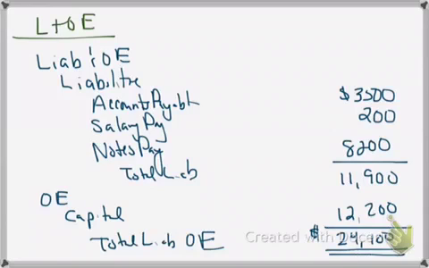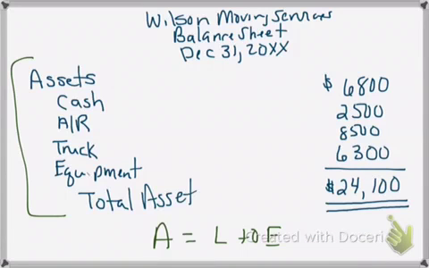Now this 24,100 should equal the 24,100 here. If they don't equal, then you're not in balance and you've done something wrong, and you need to go back and check those accounts and see where you've gone wrong. Now again, this is the simple balance sheet. You will be required to do a classified balance sheet on your project. So make sure that you know how to do that classified balance sheet for when you are working on that project.